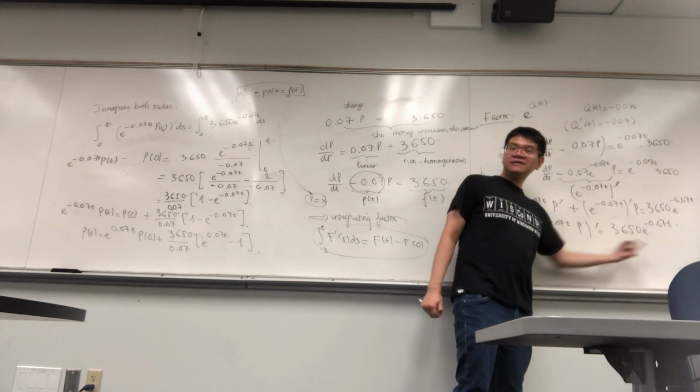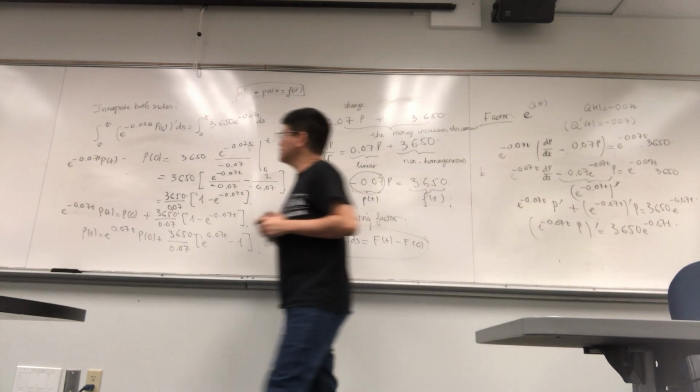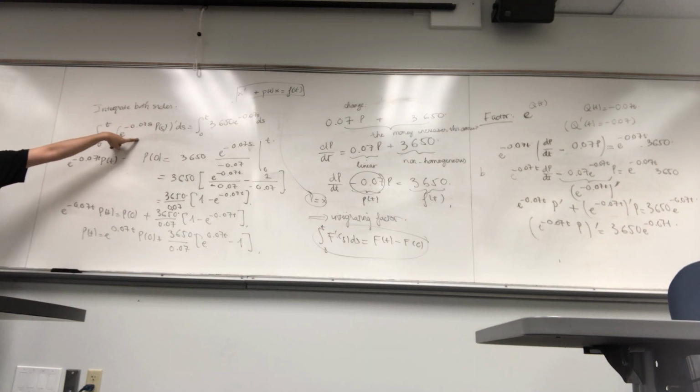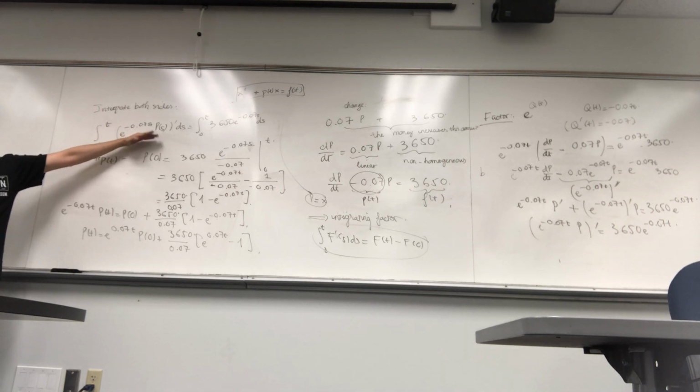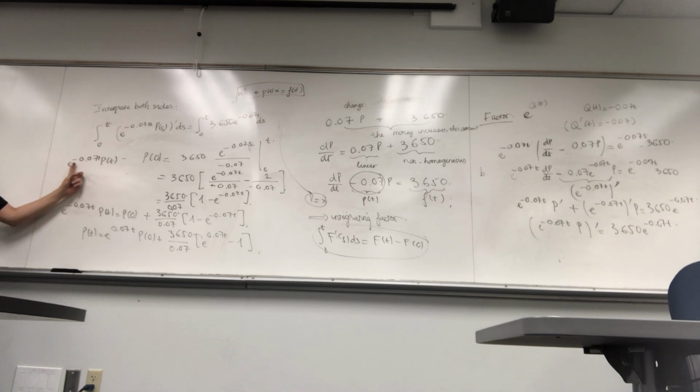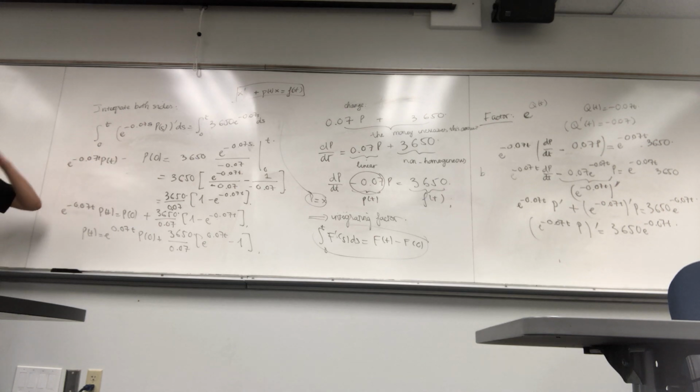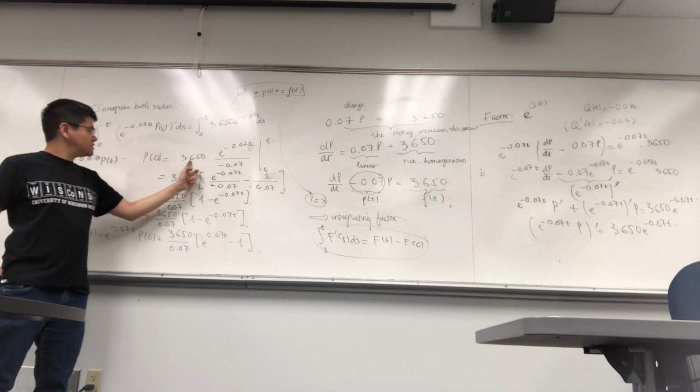So what I do is I integrate both sides. When I integrate both sides, this is the left-hand side, right? So the left-hand side has to be a function of t. When I take the antiderivative, basically this is the antiderivative of this guy. So I have exponential pt minus p0, because the exponential at 0 will become 1. All right? So on the right-hand side, I have 3650.